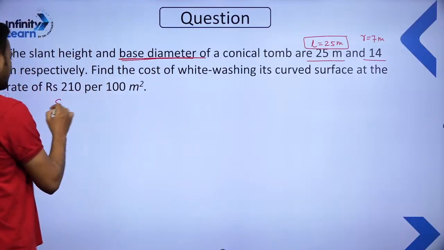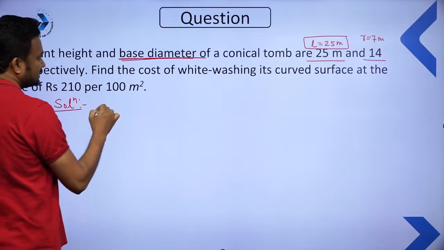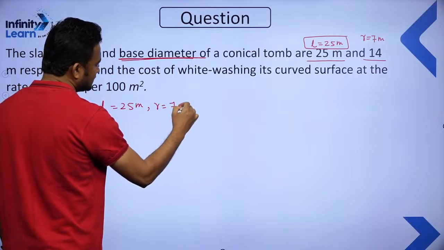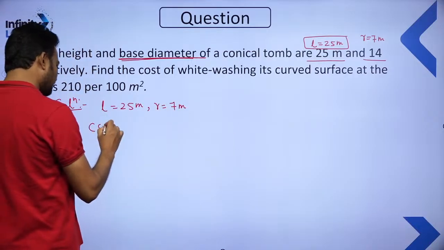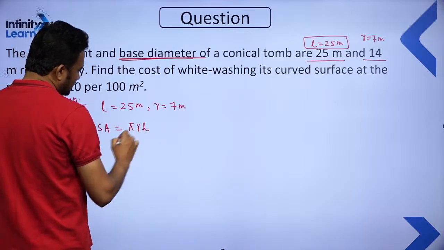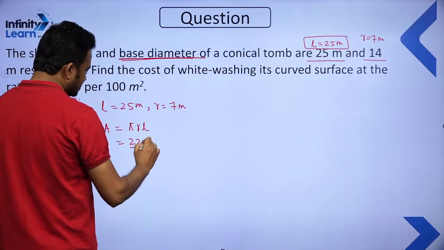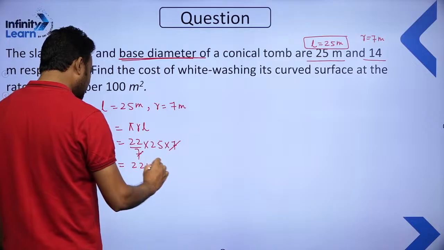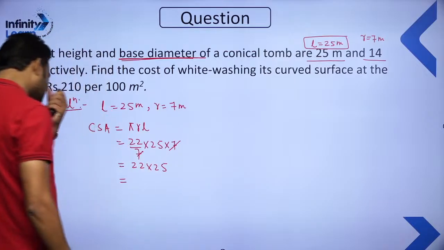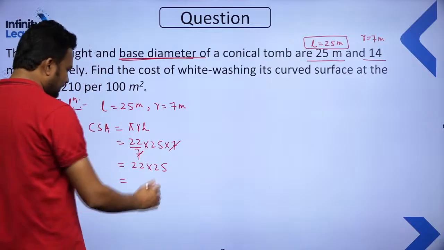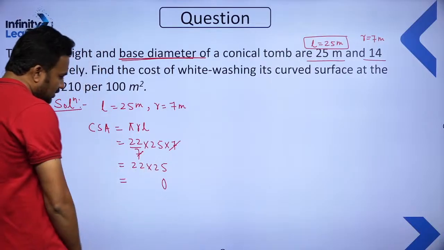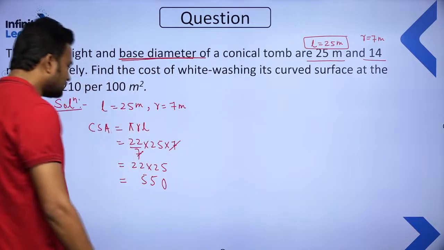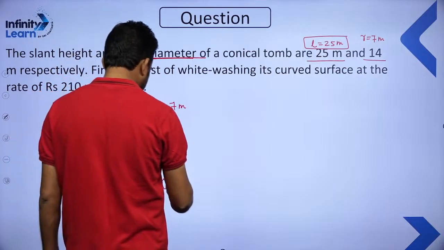So what is given, guys? Slant height is given, which is 25 meter, right? Radius is 7 because diameter is 14. We know that curved surface area of cone is pi RL. So pi is 22 by 7, slant height is 25 and the radius is 7. So this 7 gets cancelled out. So it is 22 into 25. Once you multiply this, you will get 550 meter square. So this is the curved surface area.